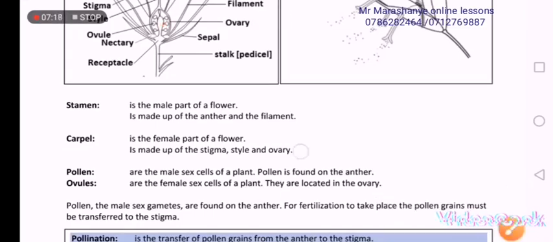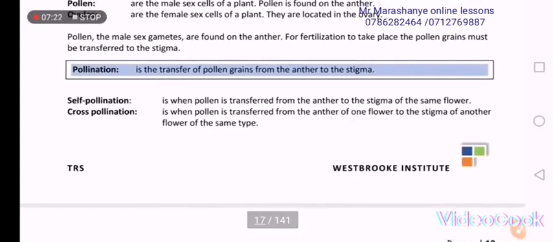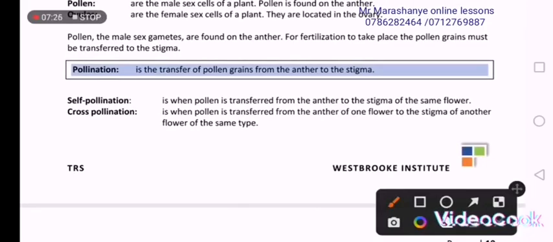Pollination is already defined as the transfer of pollen grains from the anther to the stigma. But there are two types of pollination. Number one, self-pollination. What is self-pollination? It is when pollen grains are transferred from the anther to the stigma of the same flower. One flower.